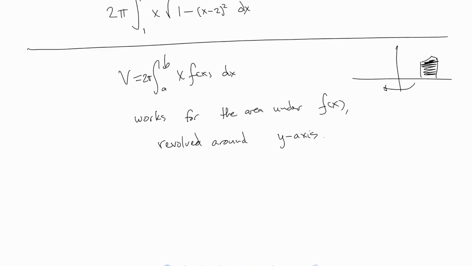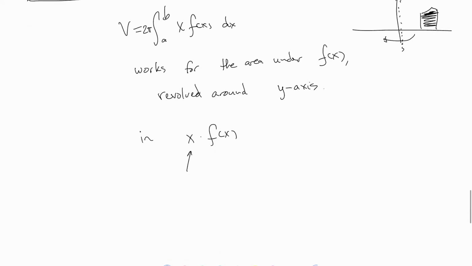And just one last time, why the x in there and why the f of x in there? The x represents the distance from the center of the rotation, right? So the x in x times f of x, the reason it's there, it represents the distance from the axis of rotation. And the f of x, why that is there, represents the height of the shell. All right? This is the height of the shell.